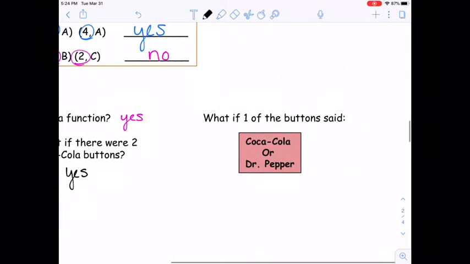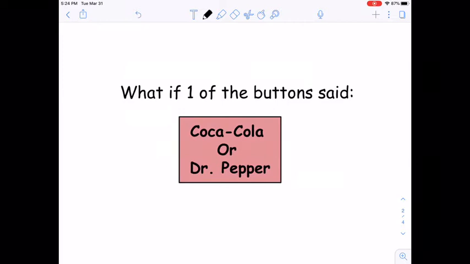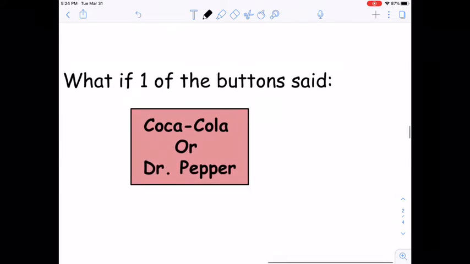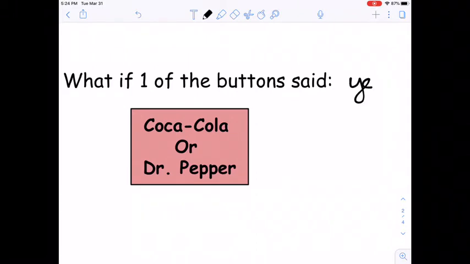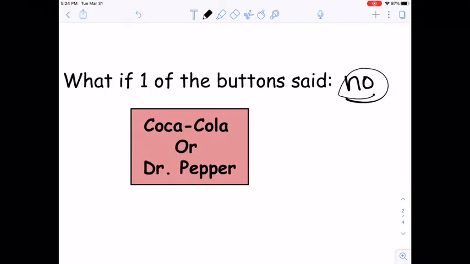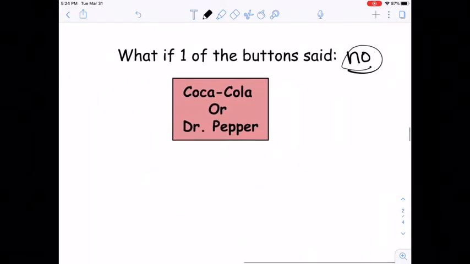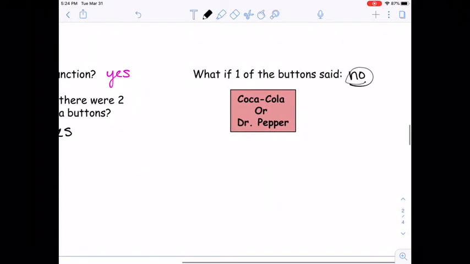What if one of the buttons said Coke or Dr Pepper? Would that be a function? I don't know what I'm going to get out when I push that button. So that one is a no. Because if I push the button, I don't have a certain output every time. It could vary.